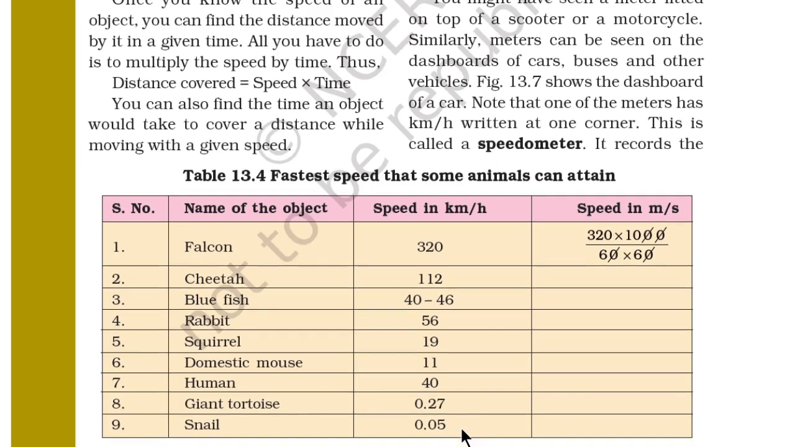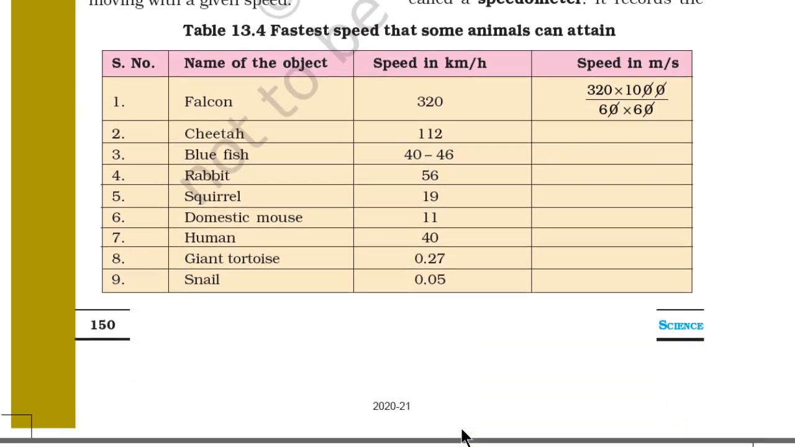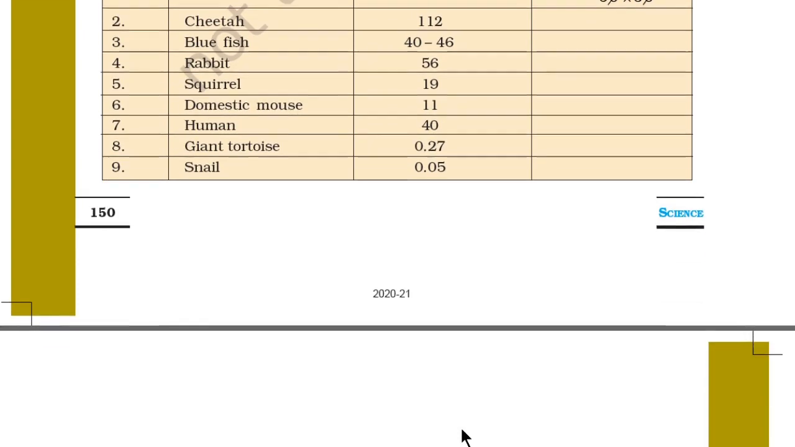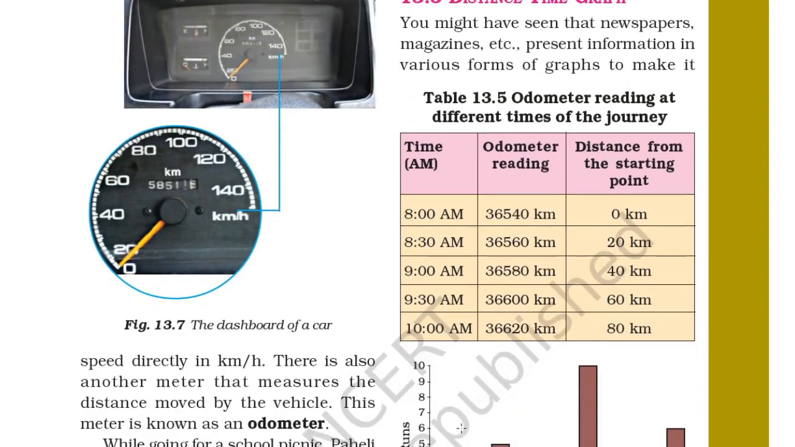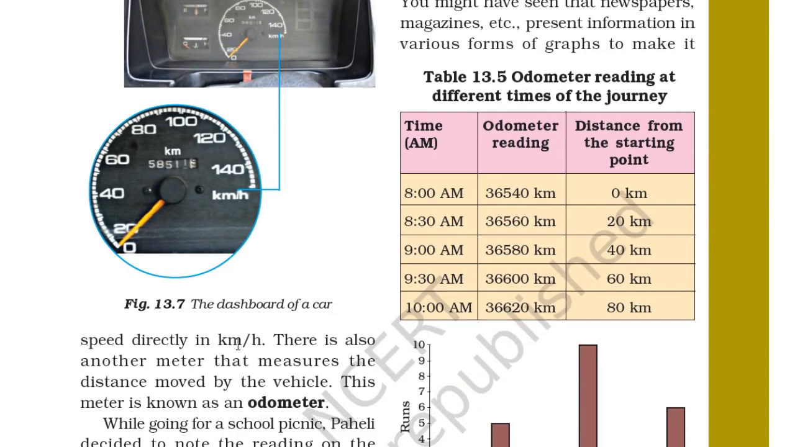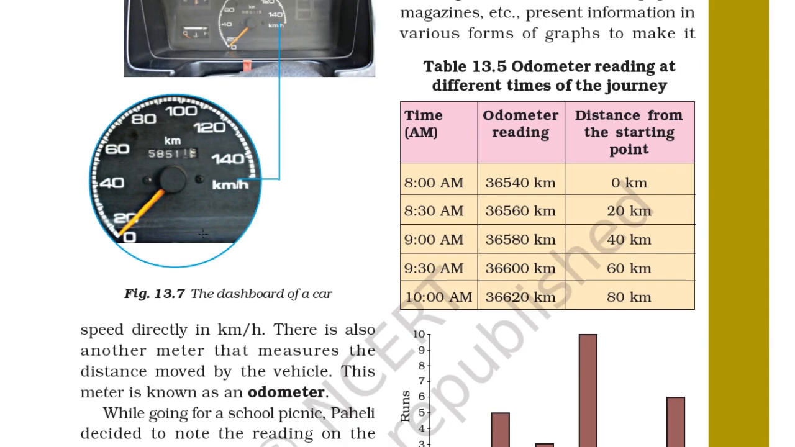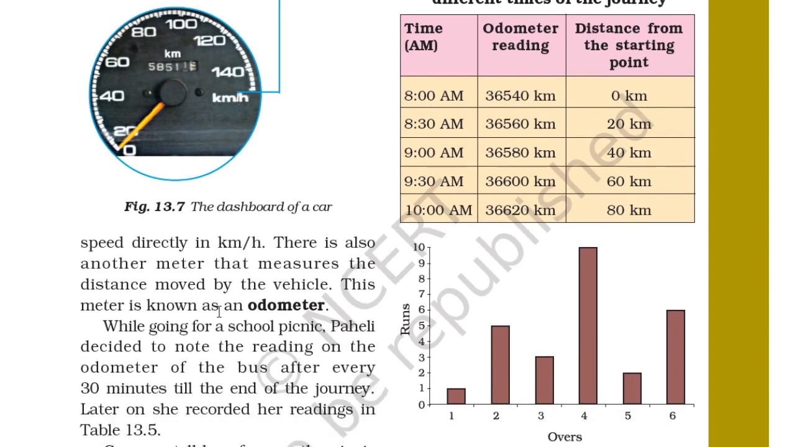So the speedometer is used to record the speed. So you can see the speedometer. So speedometer is used to record the speed directly in kilometer per hour. So you can see in the dashboard of the car, this is the speedometer and this is the kilometer per hour speed. There is also another meter that measures the distance moved by the vehicle. This meter is known as an odometer. So there is an odometer in between here. So that will show the distance.